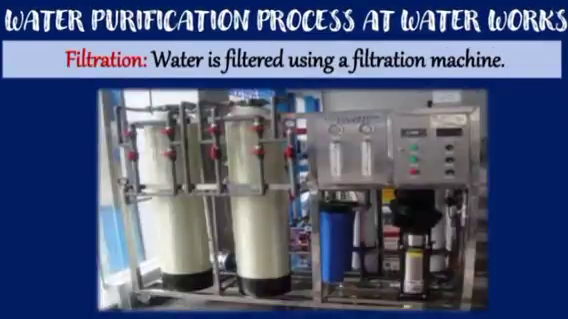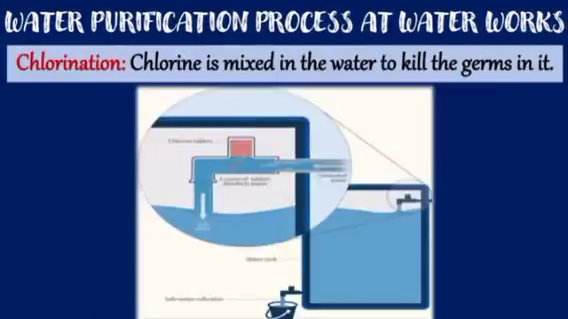Next process is filtration. Water is filtered using a filtration machine. Next process is chlorination. So you can see the red color chlorine tablets. So yes, chlorine is mixed in the water to kill the germs in it. Okay, now you got how the microorganisms are killed. So these all are the processes of purification of water.